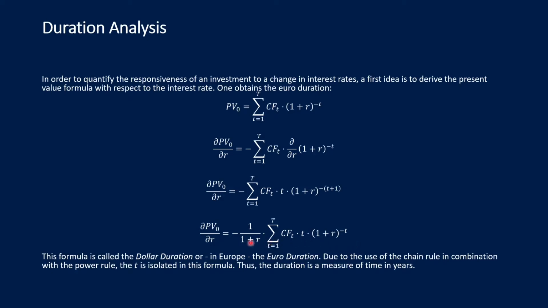So we see a change in the interest rate leads to a change in the euro value of a bond or of any other investment. Of course, we need here a combination of the chain rule and the power rule, and accordingly, we have the t isolated here. Accordingly, the duration is measured in years.